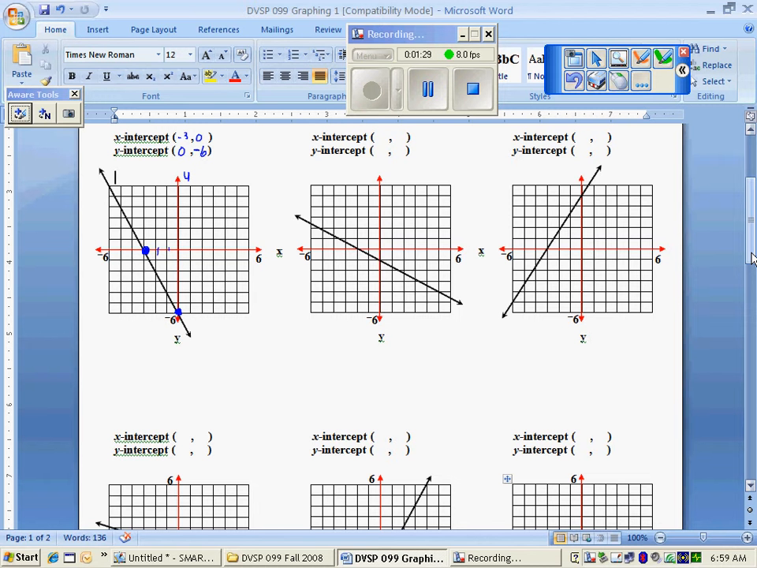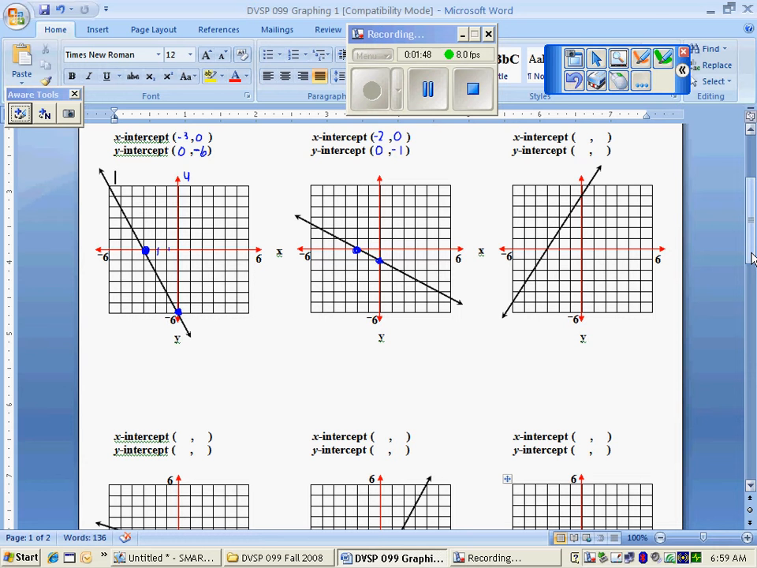Locating them on the second graph, my x-intercept is where the line hits the x-axis. That ordered pair was negative 2 in the x direction, 0 in the y. Where it hits the y-axis is 0 in the x, negative 1 in the y.